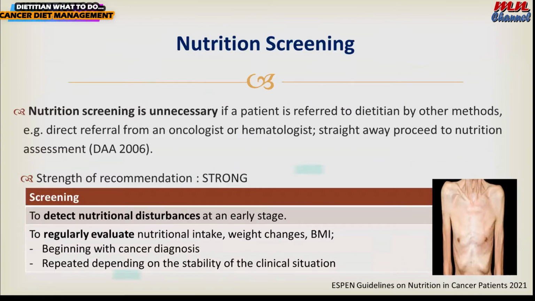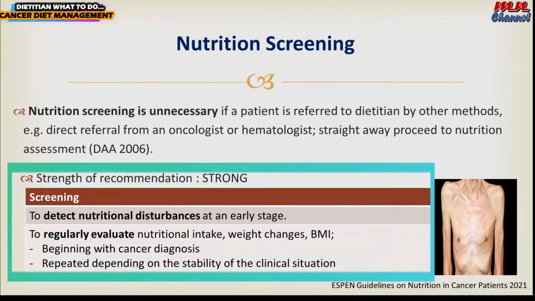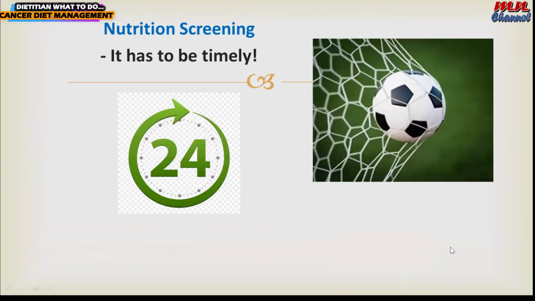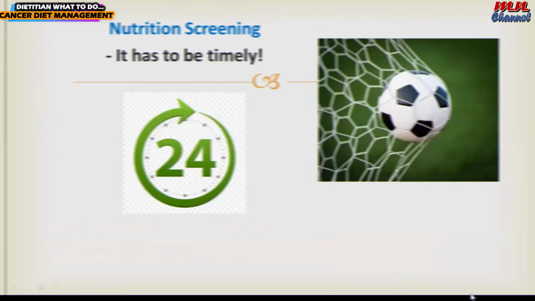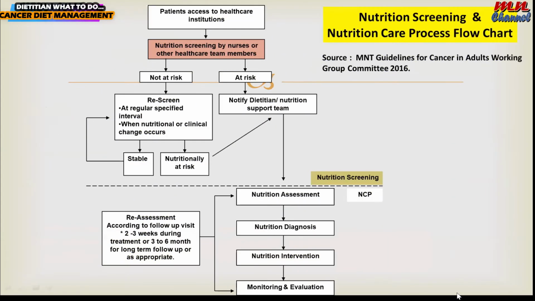Okay, so this screening is actually to detect any nutritional disturbances, because not all cancers have similar characteristics of the disease. Okay, and screening needs to be timely. It has to be timely, 24 hours upon admission for recommendation. So this is the nutrition care process. So screening is above, on top of our NCP.